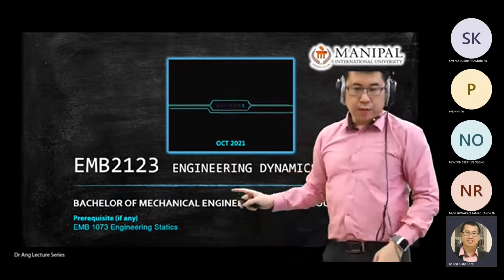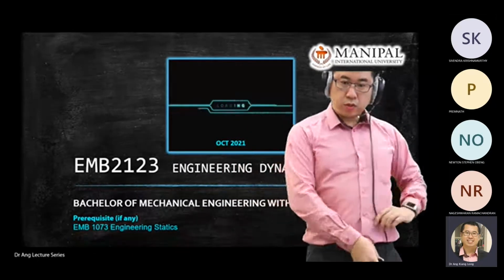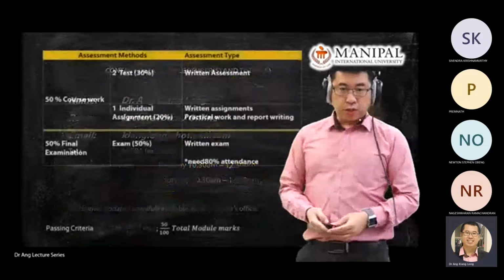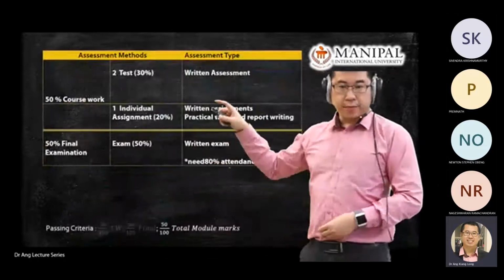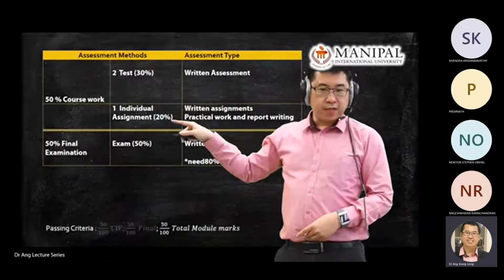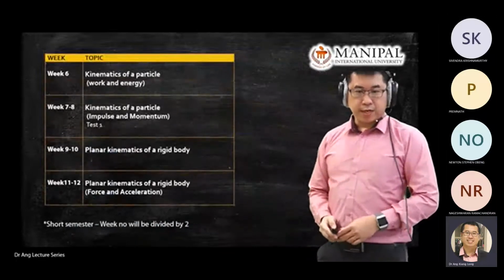All right, so this is our code 2123 engine dynamics. We have gone through all the assessment components. So we have 2 tests for this module: 2 tests, 1 assignment and 1 exam. Today we start chapter 1.